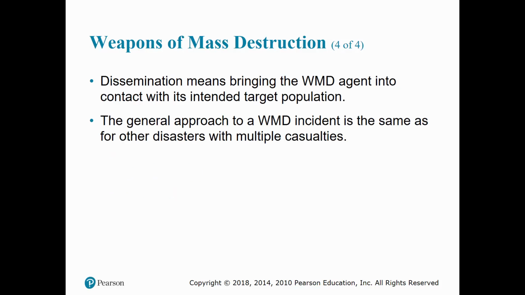Dissemination can take many forms with widely varying results. For example, a small amount of a chemical agent could potentially kill hundreds or thousands of people if it's spread over a densely populated area, with minimal or no physical damage suffered to the structures in that area.